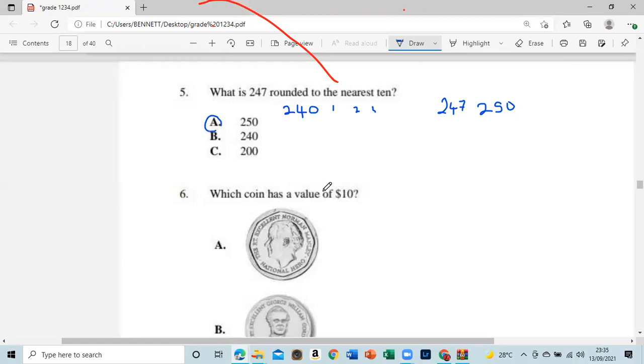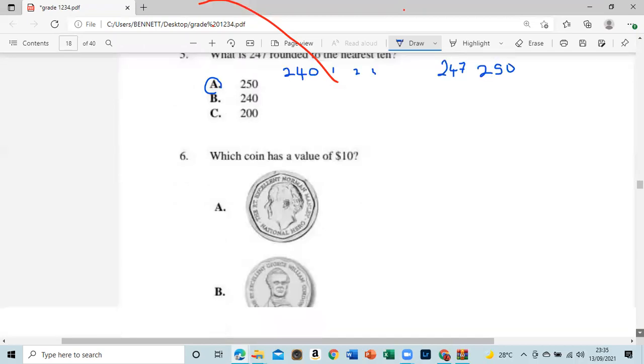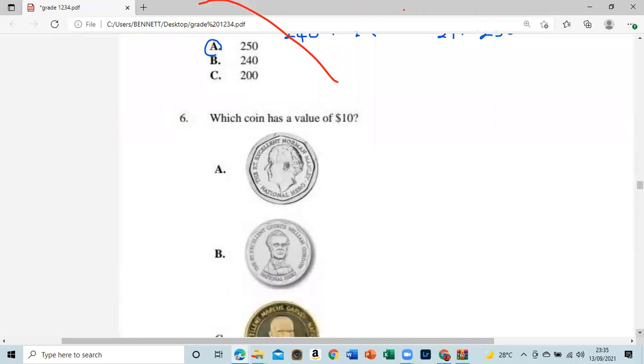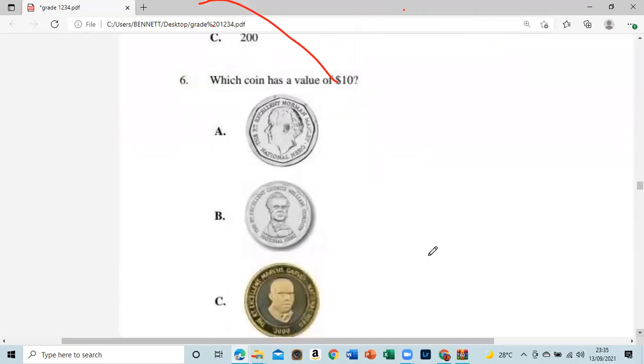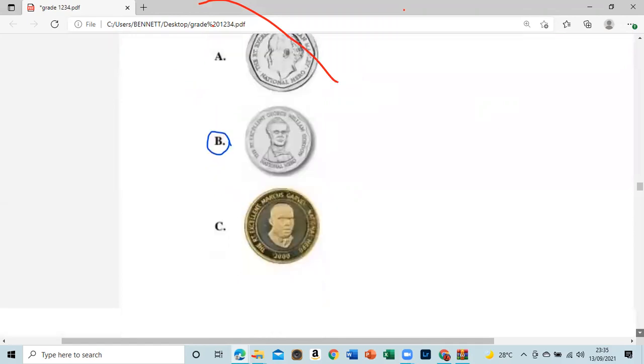Which coin has a value of $10? This would be B. This one has no value, but this is our $5, this is 10, and this is 20. You see some normal money there.